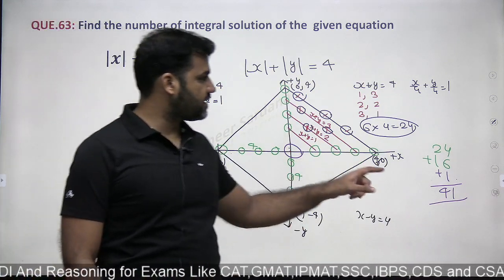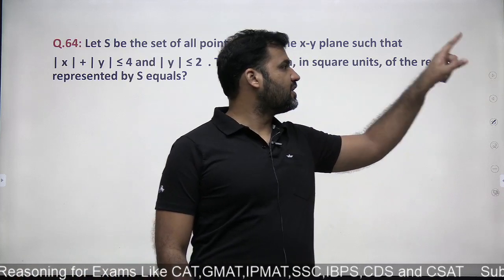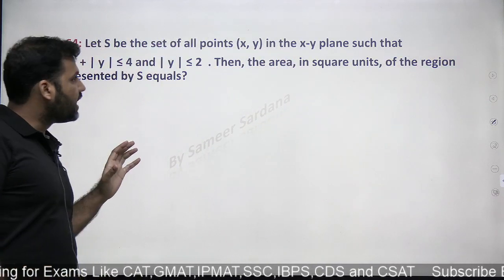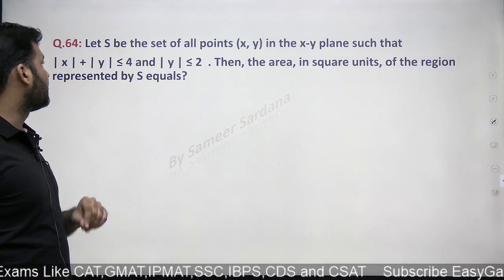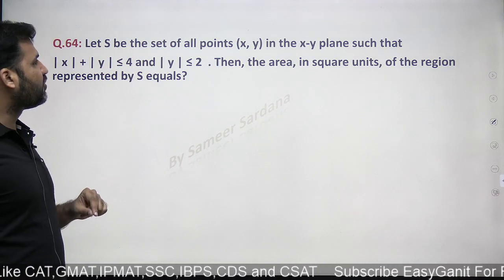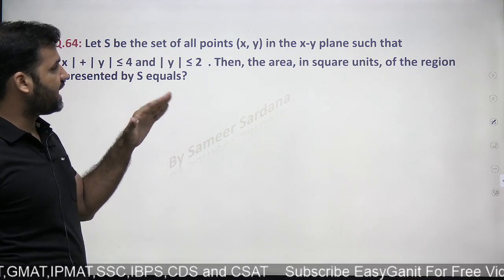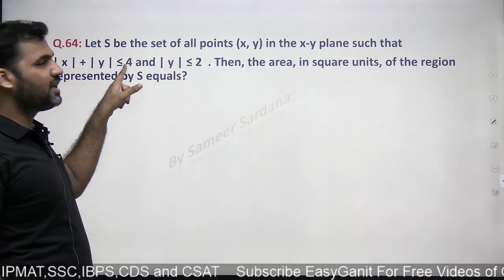Okay, this is our first question. Now let's move on to the next question. Here you are supposed to find the area under the curve. F is the set of all points (x, y) in the xy plane such that mod x plus mod y should be less than or equal to 4.